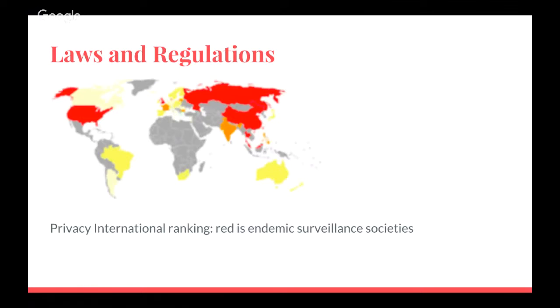So in the diagram above on the laws and regulations slide, there are several countries being placed in red. These are the most surveyed countries and have the most surveillance measures. This includes America, China, Thailand, Russia, and the United Kingdom.